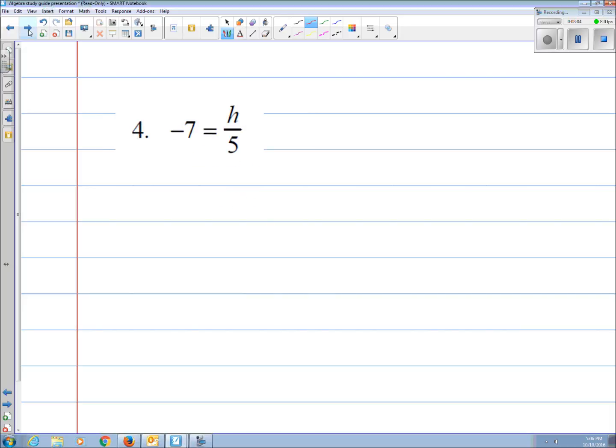Number 4, we're solving for h here. So this is h divided by 5, so we need to multiply by 5 on both sides. So that this 5 will cancel with the 5 in the denominator. On the right side, you'll have h equals 5 times negative 7 is negative 35.